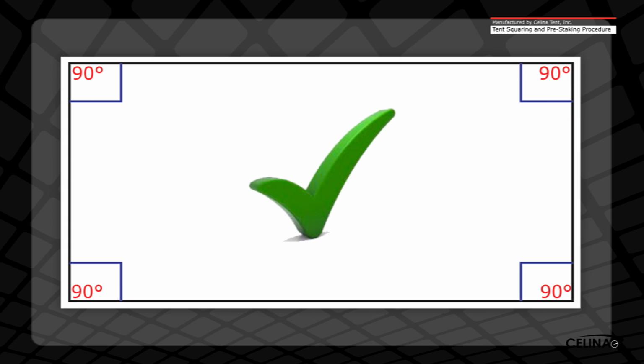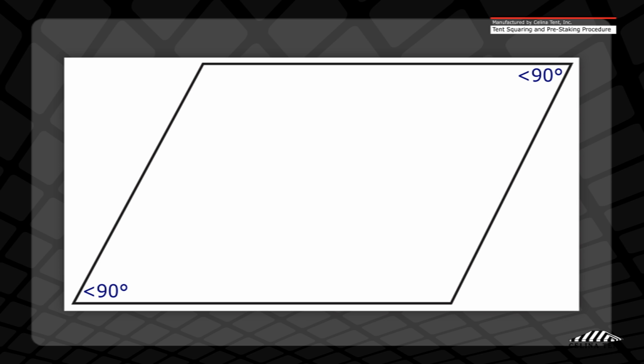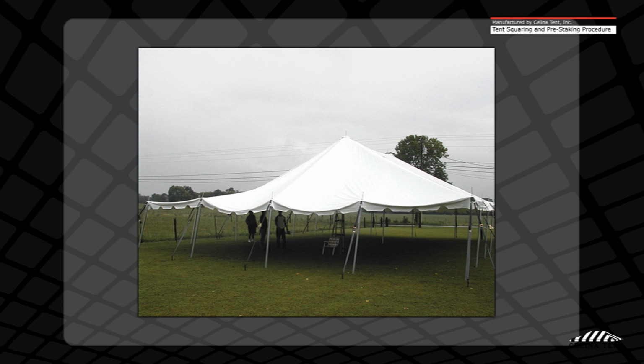A properly squared tent will have 4 corners set at 90 degrees. An improperly squared tent will form a parallelogram, whereas some of the angles will be less than 90 degrees and some angles greater than 90 degrees. This will affect the performance of the tent fabric as well as its fitting, causing water pocketing when the tent is installed in the rain.